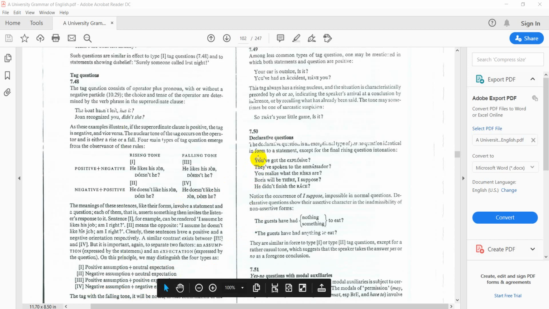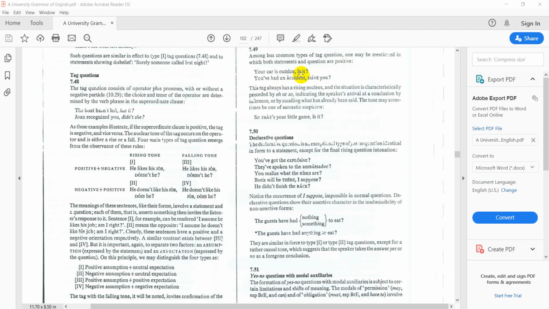Okay, sometimes among less common types of tag question, one may be mentioned in which both statement and question are positive. Both are positive. It means a kind of surprise. Your car is outside. Is it?